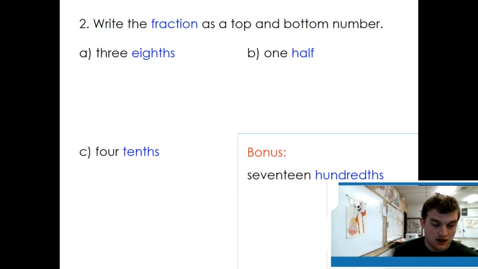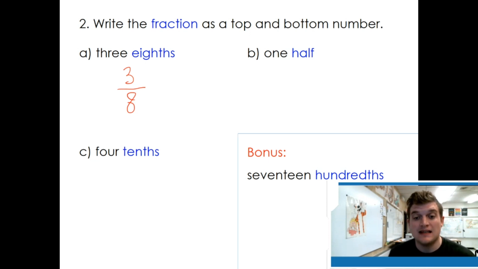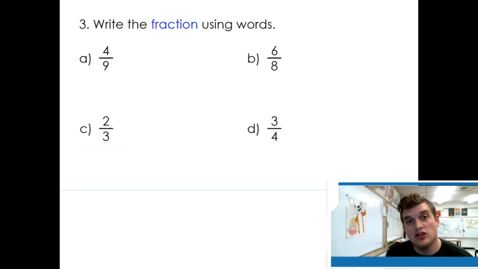3/8. 3 is going to be my number shaded. 8 is going to be the number of parts. Looking at the next ones, I bet you can do it on your own. Even the bonus. Write the fraction using words.